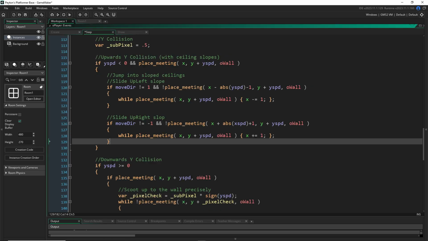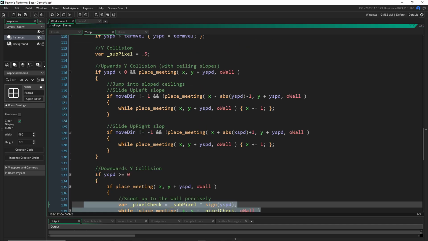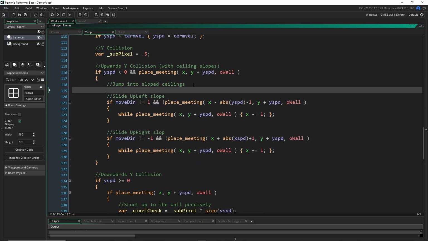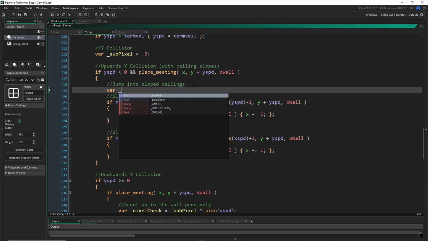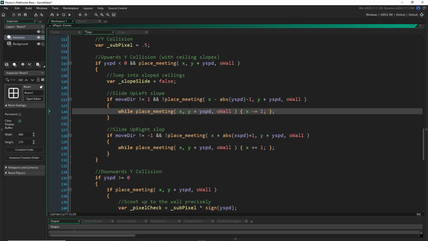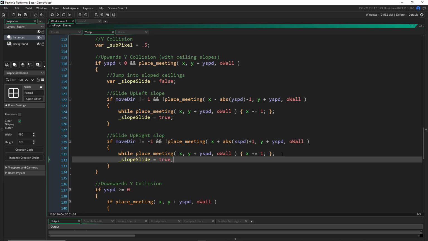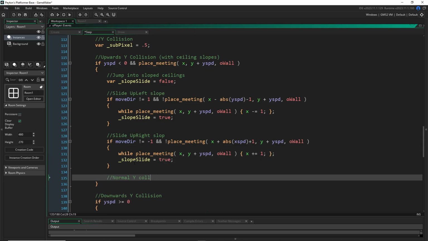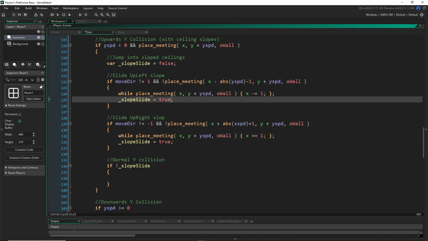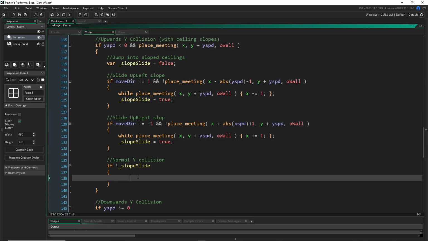Great. And then we want to add our normal collision, because again, right now our normal collision is only functioning if we're going downwards, and we want to add that back in if we're also going upwards, but neither of these are true. So here's what I'm going to do. I'm going to add a local variable above both of these checks. I'm going to call this var slope slide, and I'm going to set it equal to false. Basically, if we slid up left, I'm going to set it equal to true, or if we slid up right, I'm going to set it equal to true. That way I can do a normal Y collision as long as we didn't slope slide, right? So by default, it's false. And basically doing either of these tells us, okay, we did slide on a slope, so that means that we don't have a normal Y collision to do.